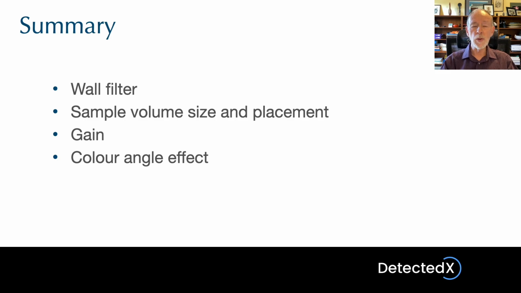I've looked at gain both in the context of the spectral tracing and color, and I've just highlighted the angle effect or the Doppler angle effect for color and cautioned you not to try to make inferences about velocity variations from looking at a color image.